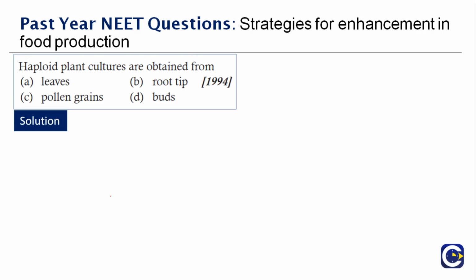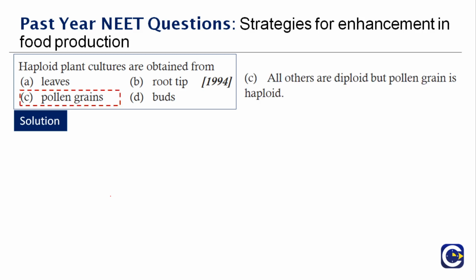You don't have meristem here. Instead you have pollen grains, which stand out because leaves, root tip and buds are diploid in nature. The answer to this question is pollen grains. All are diploid except pollen grain, which is haploid in nature. Haploid means n and diploid means 2n.